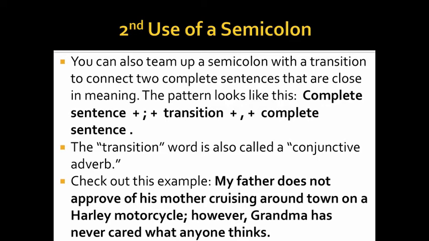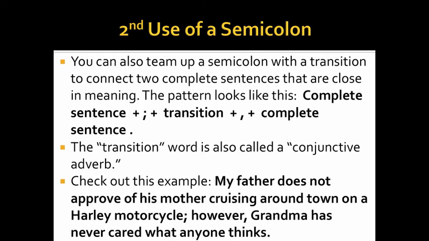You could also use the semicolon with a transition to connect two complete sentences that are close in meaning. So the pattern looks like this. Complete sentence, semicolon, transition, comma, another complete sentence. The transition word here is also called a conjunctive adverb. So you'll want to look at my conjunctive adverb worksheet also.